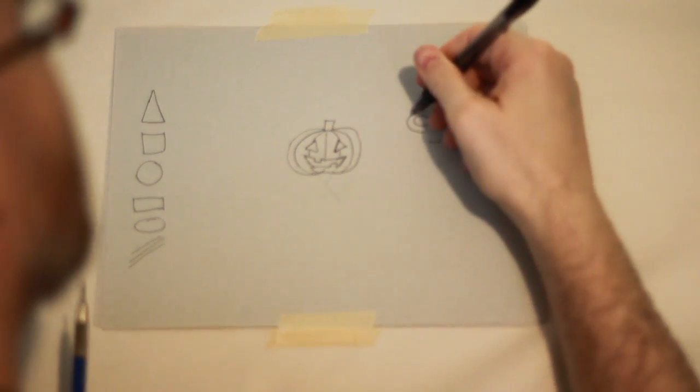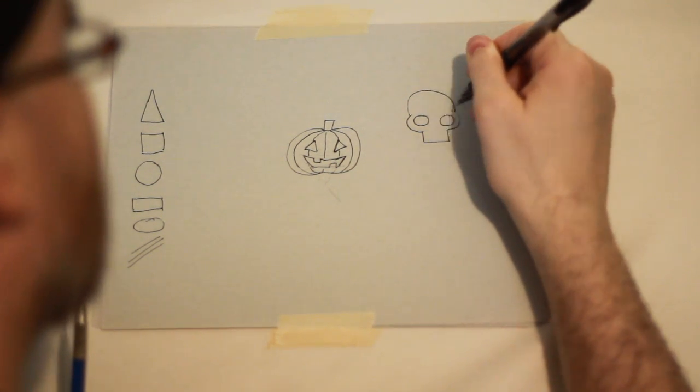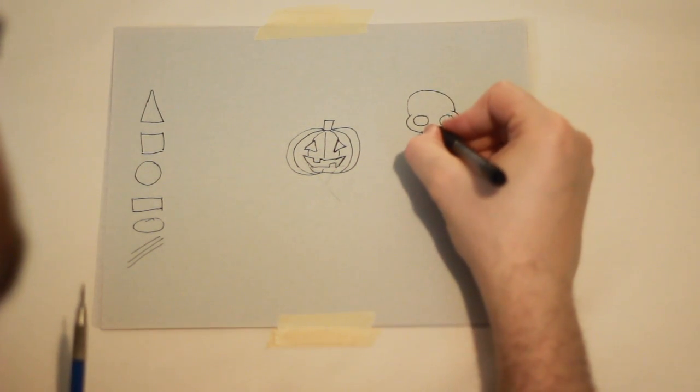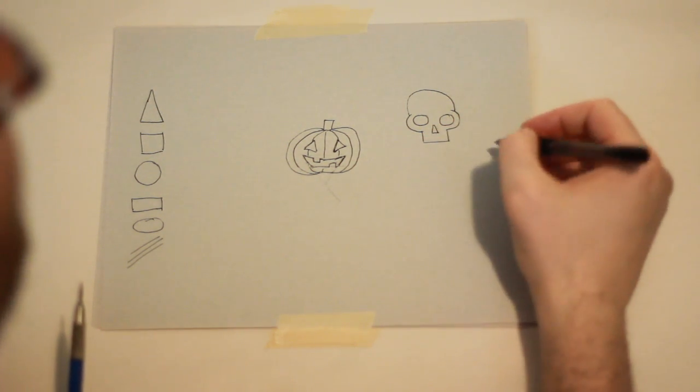And then take another circle and start here and just go way up top like that. It doesn't matter if it's straight or not. It's totally cool. Take a little triangle. And there you have a little skull.